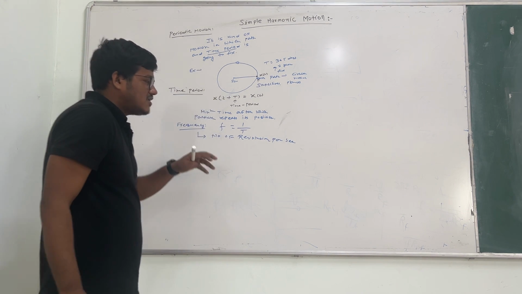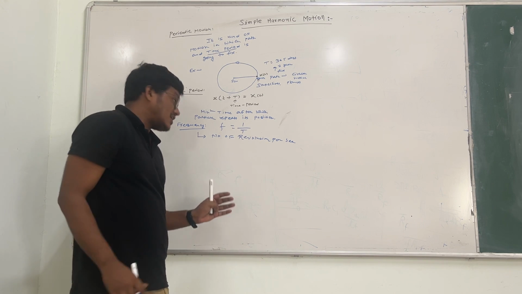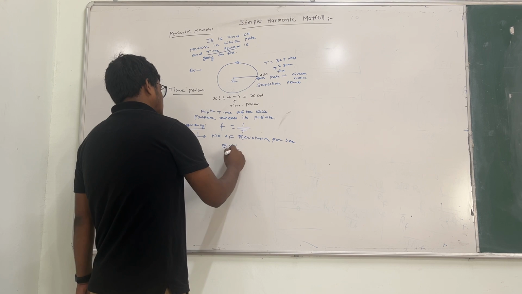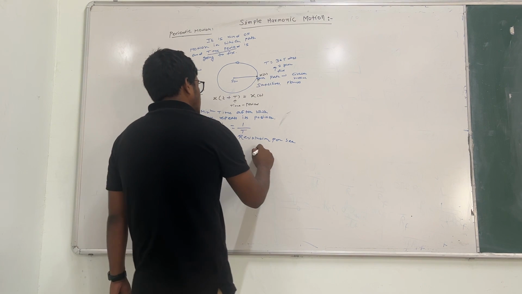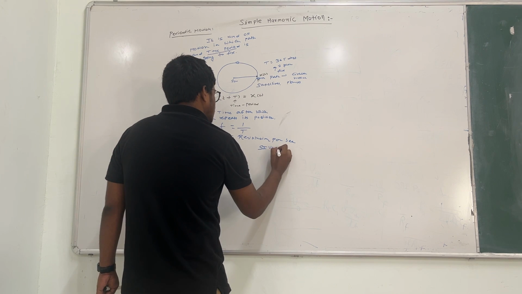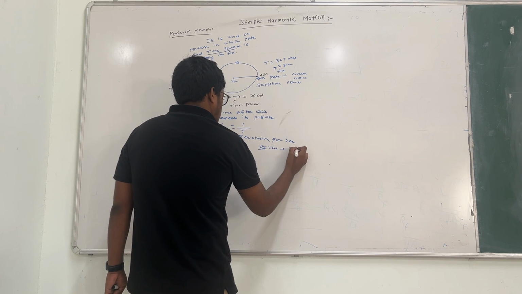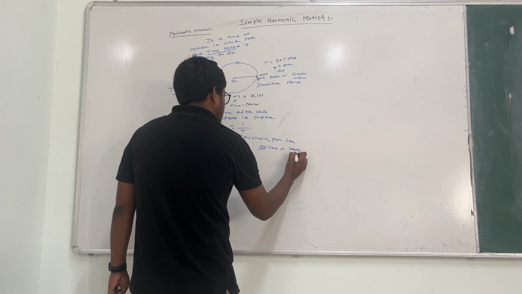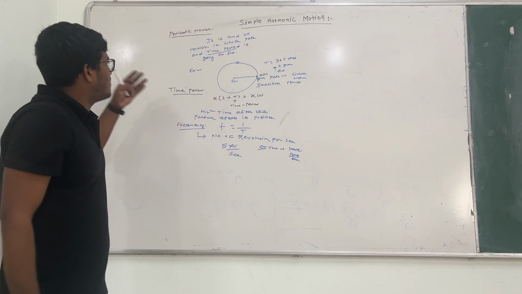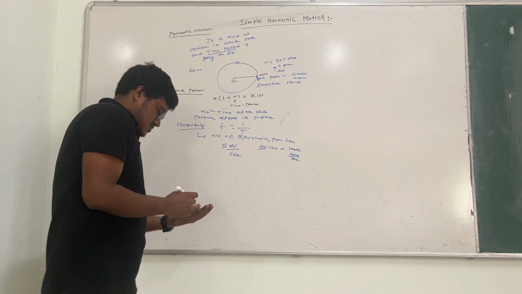Suppose one particle is moving 5 times in 1 second. That means its frequency is equal to 5 revolutions per second. Now if you talk about the SI unit, then the SI unit of this is nothing but the hertz, or we can sometimes call it cycles per second. So this is frequency, this is time period. These are two basic terms.